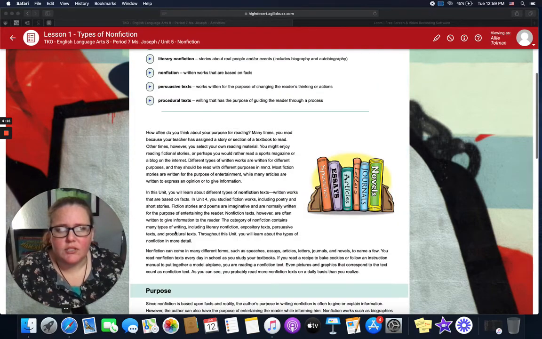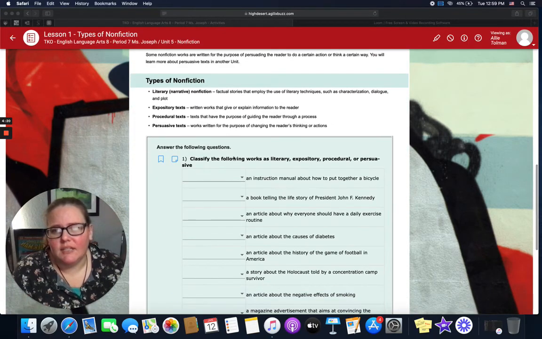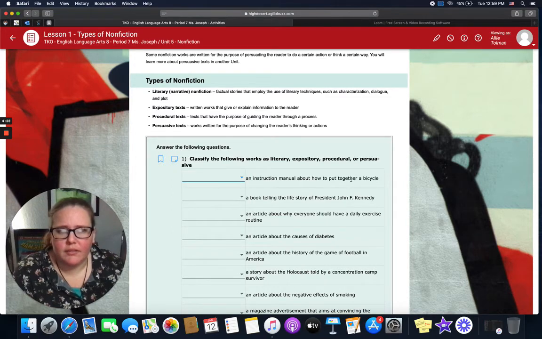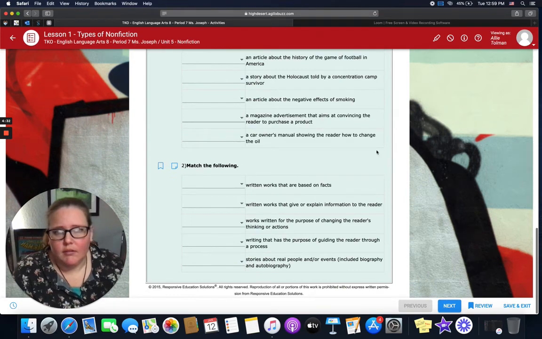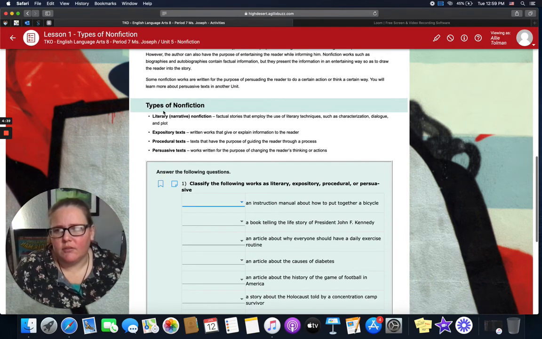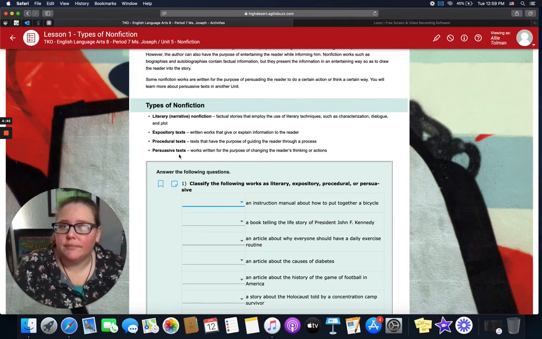Now, these questions are going to be different for everybody, so I'm not going to read through them. However, it is a match, matching the particular literary work with the type, and the other one is another match. This here, the types of nonfiction, is probably another thing that would be really good for you to have written down in your notebook.